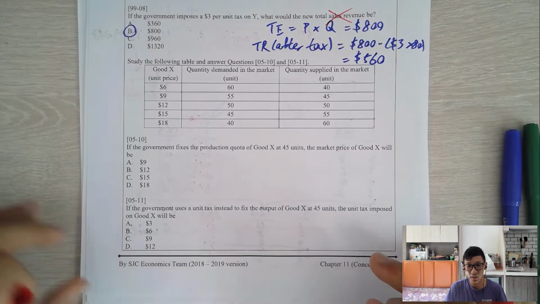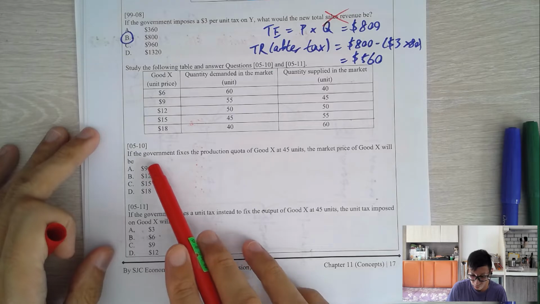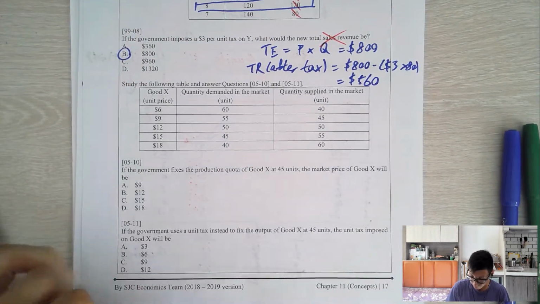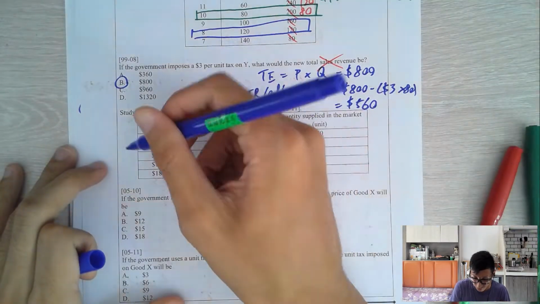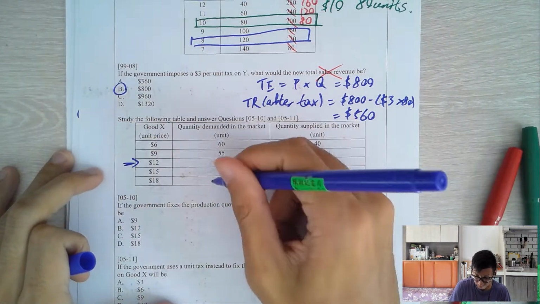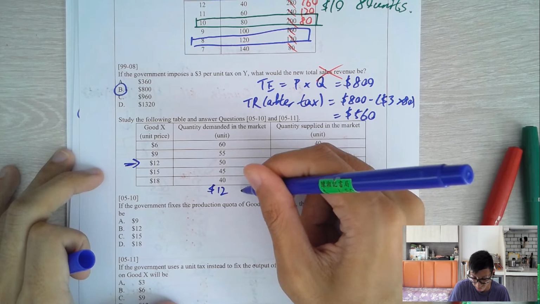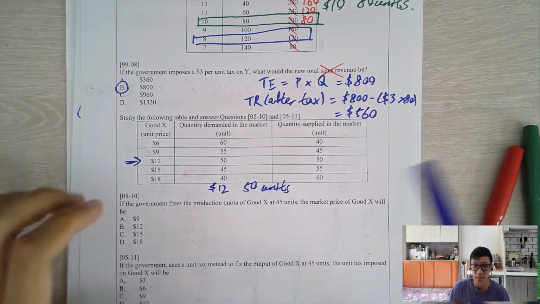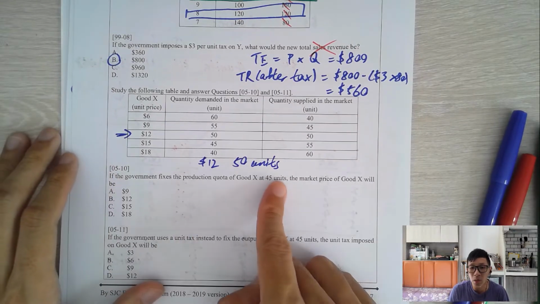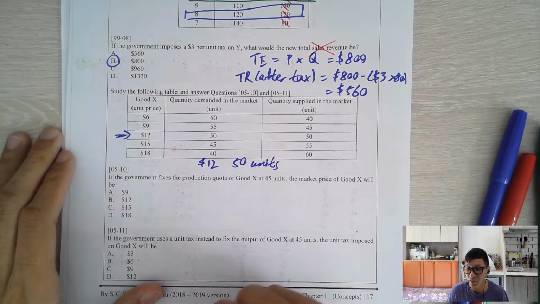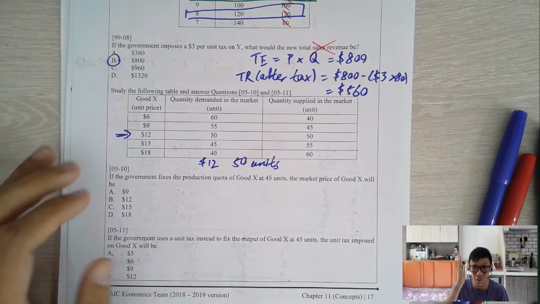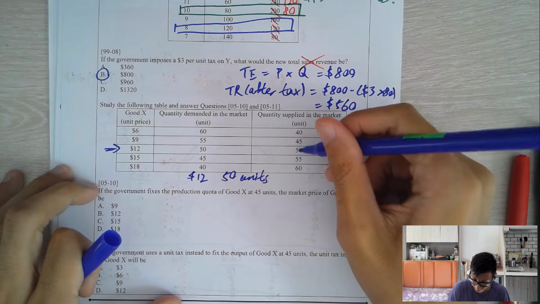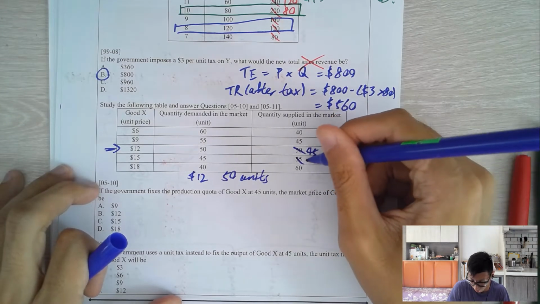Okay, so next 2 questions. Now here, let's see. Originally, we know this is the column: $12, 50 units without market intervention. Now it says quota at 45 units. 佢話原來，而家訂 quota. So quota, remember what happens, right? Quota cannot go above 45.